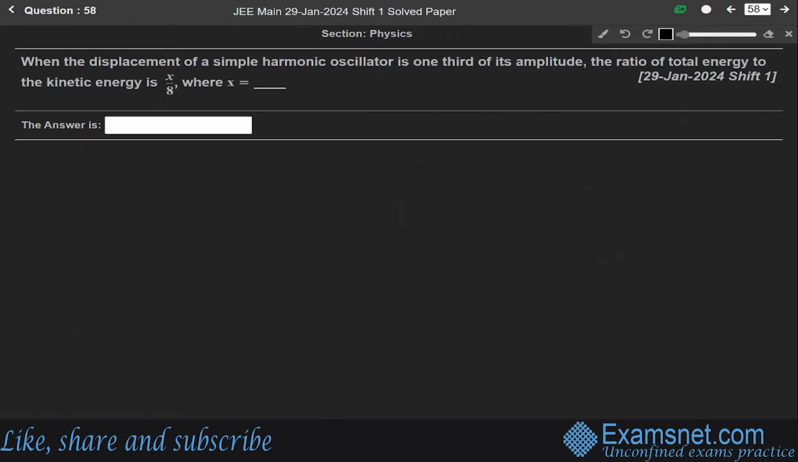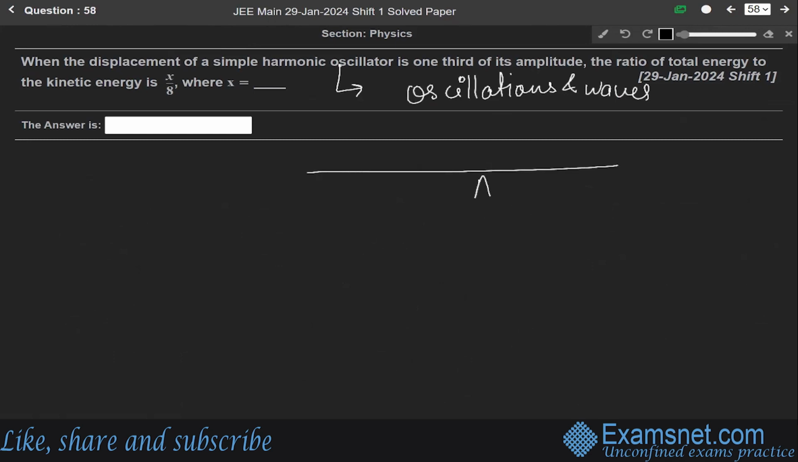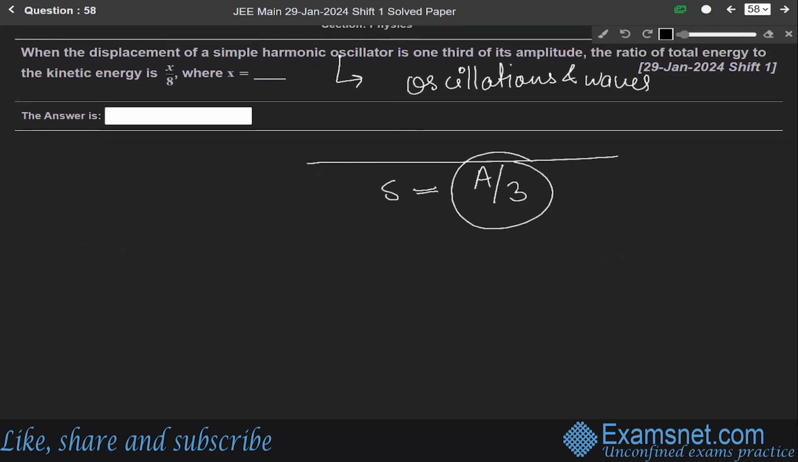Okay. Now, next question, question 58. This question says that when the displacement of a simple harmonic oscillator is 1/3 of its amplitude, the ratio of the total energy to the kinetic energy will be. This question is from the chapter of electrostatics. No, sorry, this question is from the chapter of oscillations and waves. According to this question, when the displacement is equal to 1/3 of its amplitude, we have to find the ratio of total energy to the kinetic energy.